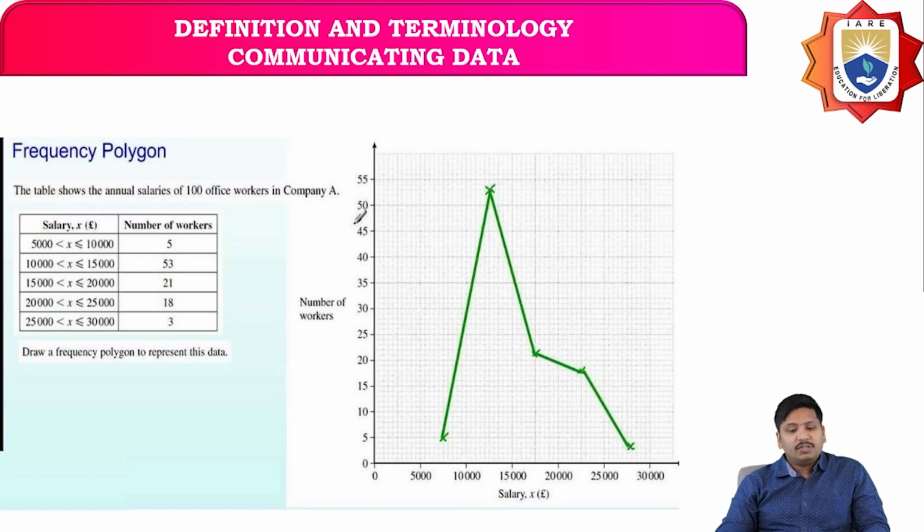So what is this frequency polygon? How are we going to construct it? In between the ranges 0 to 5,000, 5,000 to 10,000, and 10,000 to 15,000, 15,000 to 20,000, the number of workers, how many people are there with that salary.